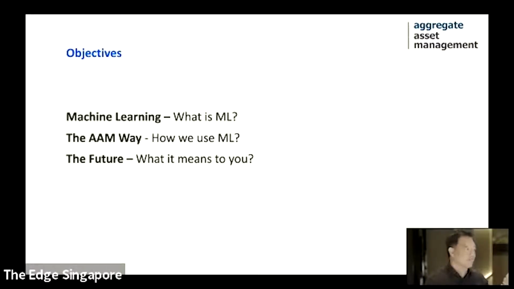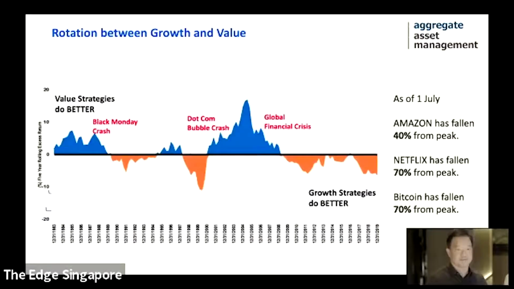Number 2, I will talk about how we use machine learning in aggregate. Personally, I do not like black box method, because it's like a magic box and you just put things inside the black box and things happen. You have to understand before you can invest. So we're going to share how we build our machine learning. Number 3, which is most important, is the future, what it means to you as investors, in this backdrop of very turbulent times. So just 3 things.